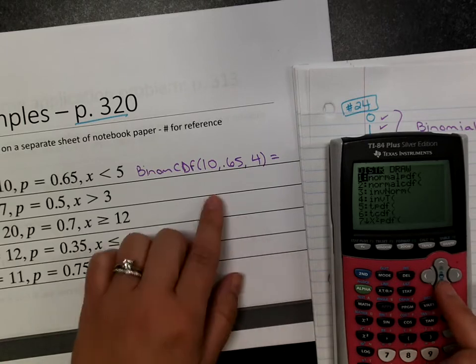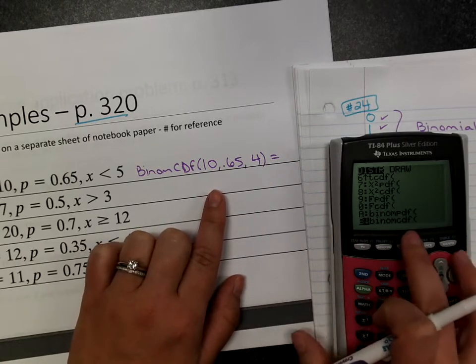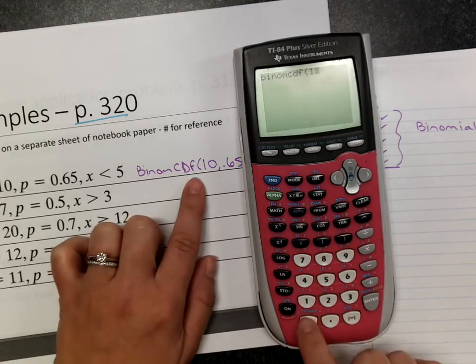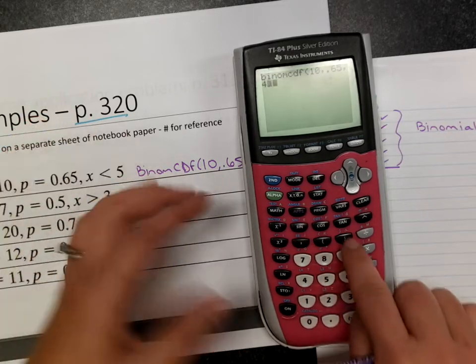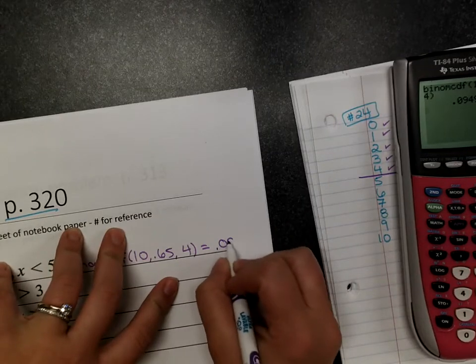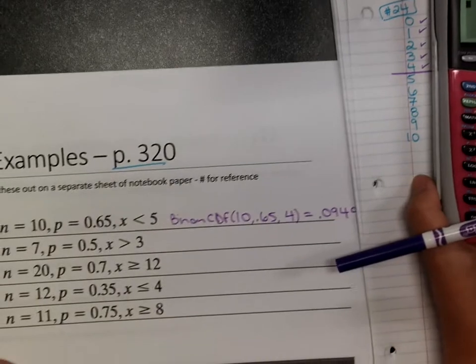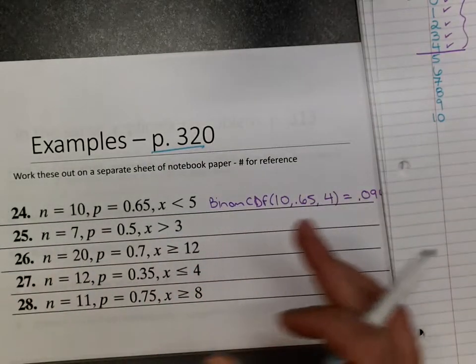So second vars. This time, instead of PDF, we're going to use the next option, CDF. And then sample size, probability, and again what I call the target value. So your answer is 0.0949. Alright, so that might not have made 100% sense, but if we go through it again, hopefully it'll click in.